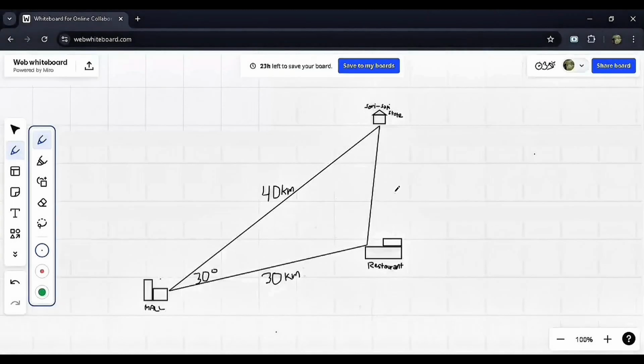Now here's a real life example. A sari-sari store and a restaurant form a 30-degree angle if viewed from a mall. The distance of the mall to the restaurant is 30 kilometers and the distance from the sari-sari store to the mall is 40 kilometers. Find the distance of the restaurant to the sari-sari store.